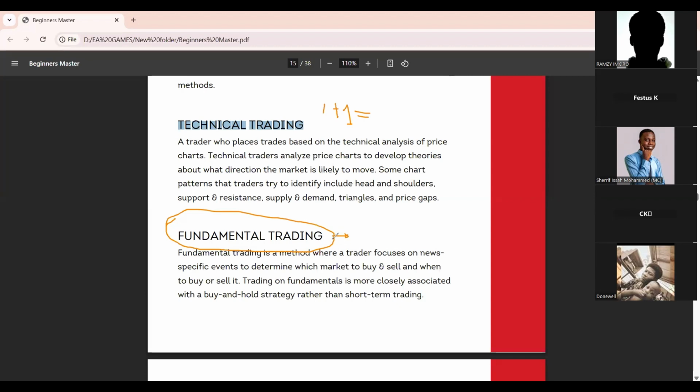This is what we call fundamentals. Fundamentals is basically how geopolitical events and events that happen in our central banks and our marketplace as a whole affect the charts in the market.